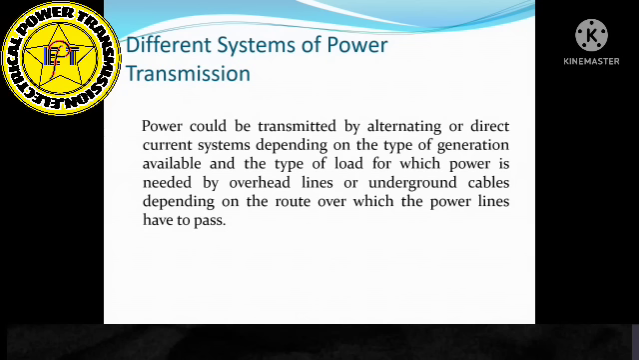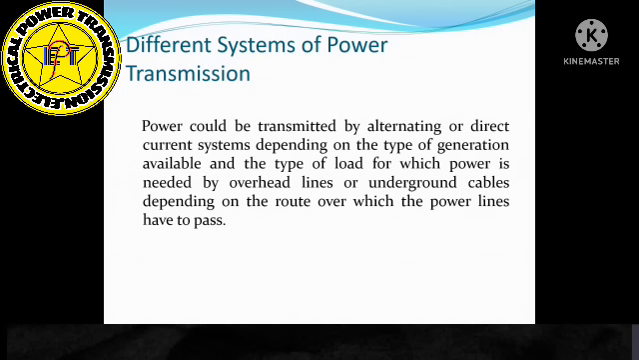So power could be transmitted by alternating or direct current systems, means AC or DC system, depending on the type of generation available. But again, this statement does not look feasible, because even though you have AC generation, you can convert that AC generated power into DC, and then you transport the power through DC transmission line.